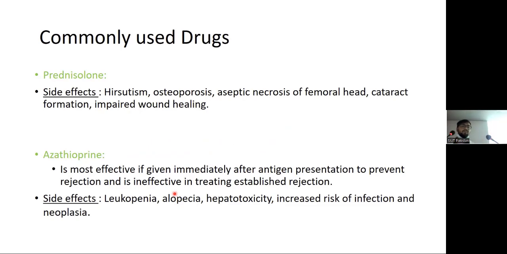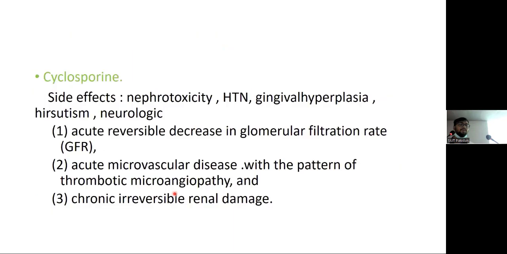Prednisolone, azathioprine. The common side effects of prednisolone in long-term use are hirsutism, osteoporosis, and features of secondary adrenal insufficiency can occur if the drug is suddenly withdrawn. For azathioprine, the common side effects are leukopenia, alopecia, and hepatotoxicity. Cyclosporine is a CNI inhibitor, and the basic side effects are nephrotoxicity and hypertension. Its important side effects are an irreversible decrease in glomerular filtration rate, acute microvascular disease with a pattern of thrombotic microangiopathy, and it also causes chronic irreversible renal damage.